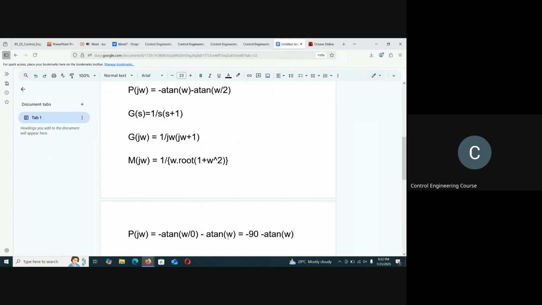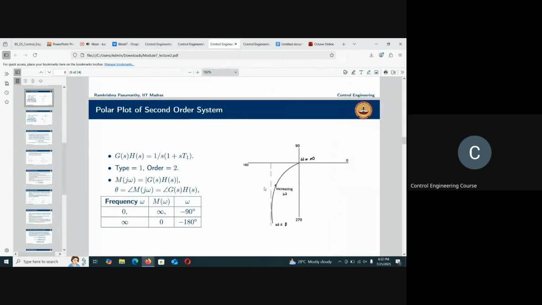So what do you think is happening here? When omega equal to 0, what is the magnitude? Put omega equal to 0 here: it is infinite. And what is the phase when omega equal to 0? Minus 90 degrees. So this plot starts when omega equal to 0. It's actually infinite, but it is parallel to the minus 90 degree line. Got it?